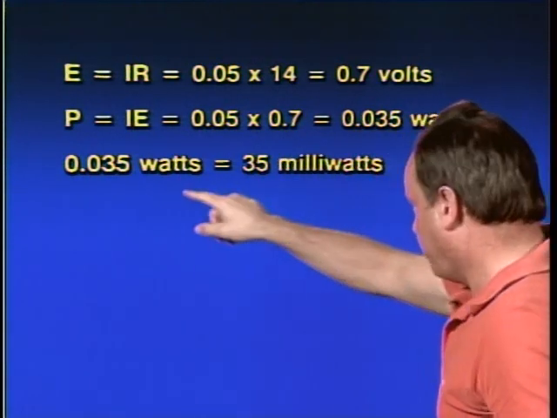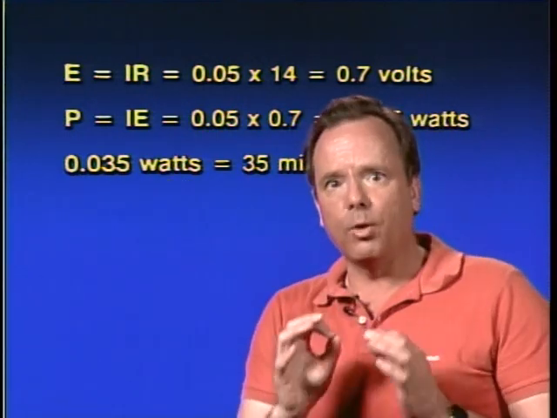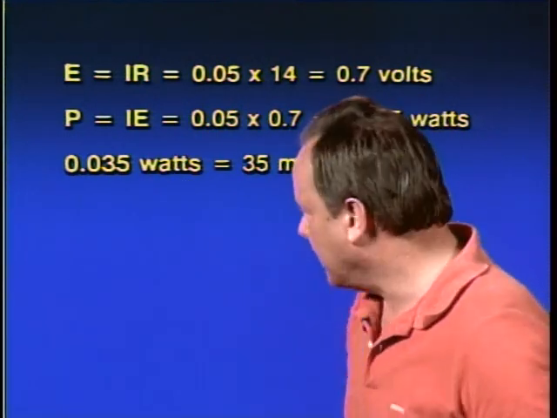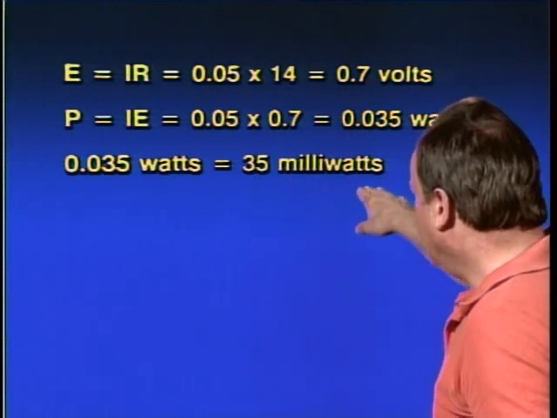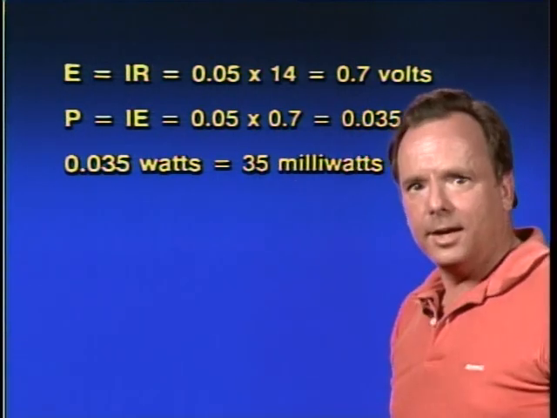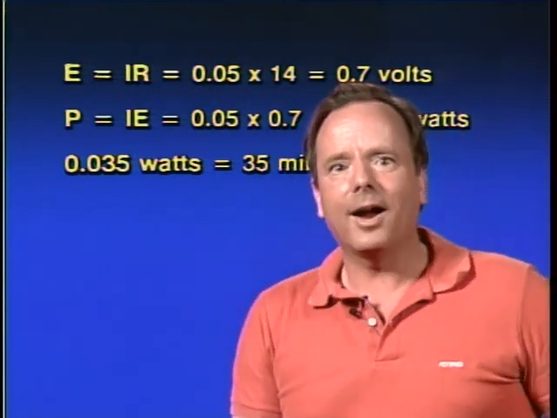And that's 35,000th of a watt. Another way to express that is 35 milliwatts, because 1 milliwatt is 1,000th of a watt. All right, let's do another one.